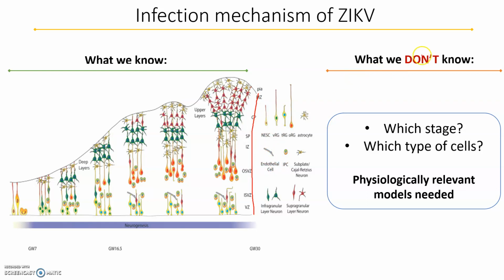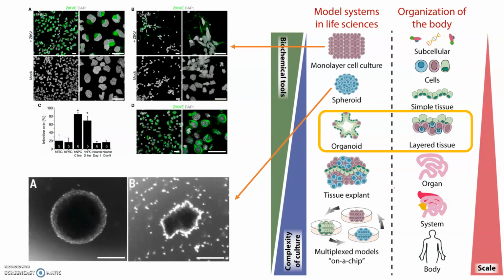So what we don't know is at which stage Zika virus infects the cells, and we also don't know what type of cells the Zika virus is more likely to attack. When this article was published, there was a lack of physiologically relevant models that can be used to model infection of the developing brain. These studies were published around the same time as this paper.